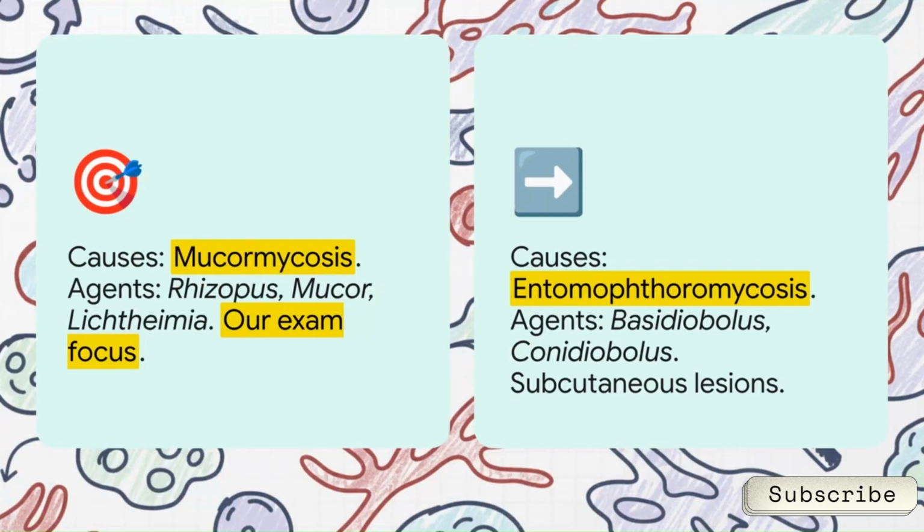And this slide right here, it's crucial. Zygomycosis is split into these two main orders. Over on the right, you've got entomophthoromycosis. It causes these subcutaneous lesions, and honestly, that's pretty much all you need to know about it. Your focus, like 99% of it, needs to be on the left side, the Mucorales. These are the guys, Rhizopus and Mucor, that cause mucormycosis, and that's what we're going to master today.